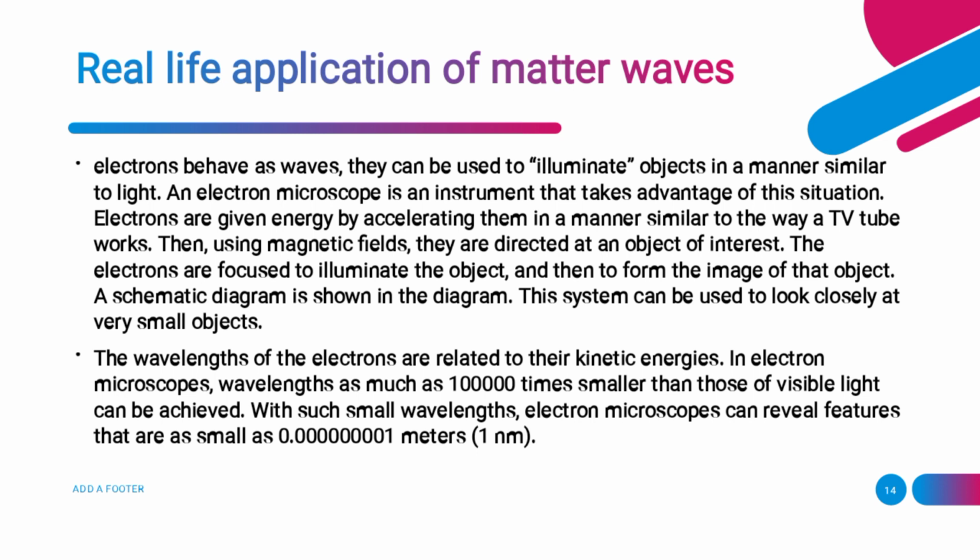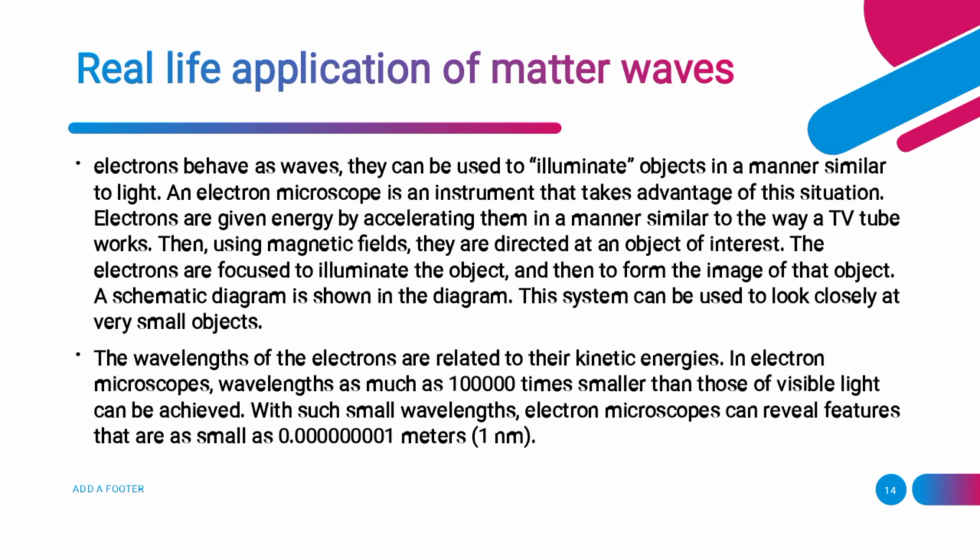Then, a real life application of matter waves. An electron microscope is an instrument that takes advantage of this situation. It plays a vital role in matter waves. Using magnetic fields, electrons are directed at an object of interest. The electrons are focused to illuminate the object and then form an image of that object. This system can be used to look closely at very small objects.